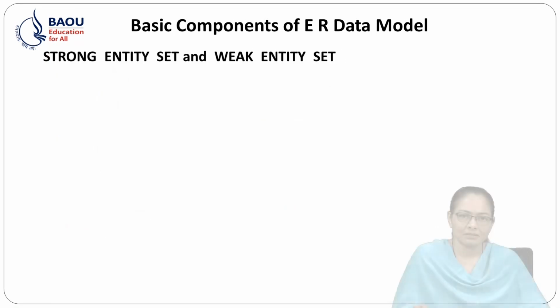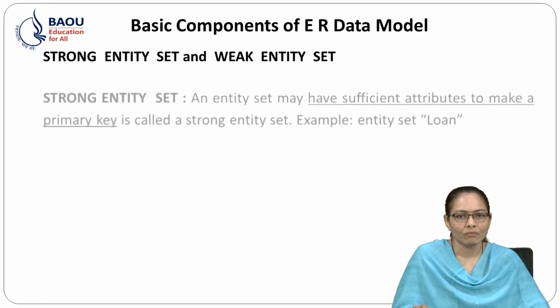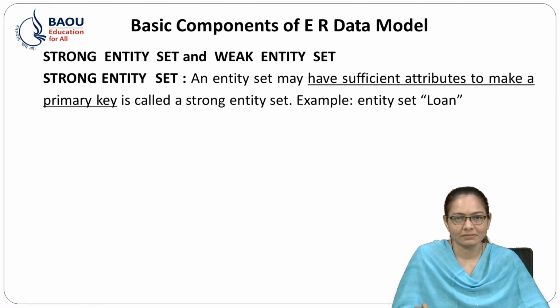Now the next is a strong entity set and weak entity set. What do you mean by strong entity set? The strong entity set may have sufficient attributes to make a primary key, means the unique key. The column which contains the unique data is called the key attribute or a primary key. So, the entity set that has sufficient attributes to make the primary key is called the strong entity set.